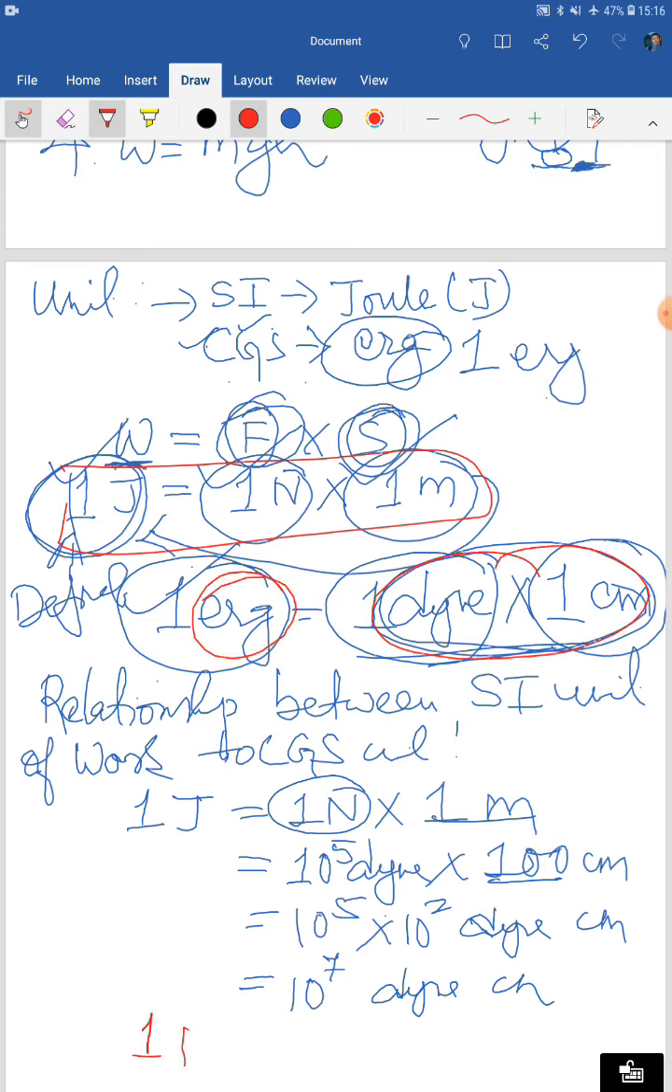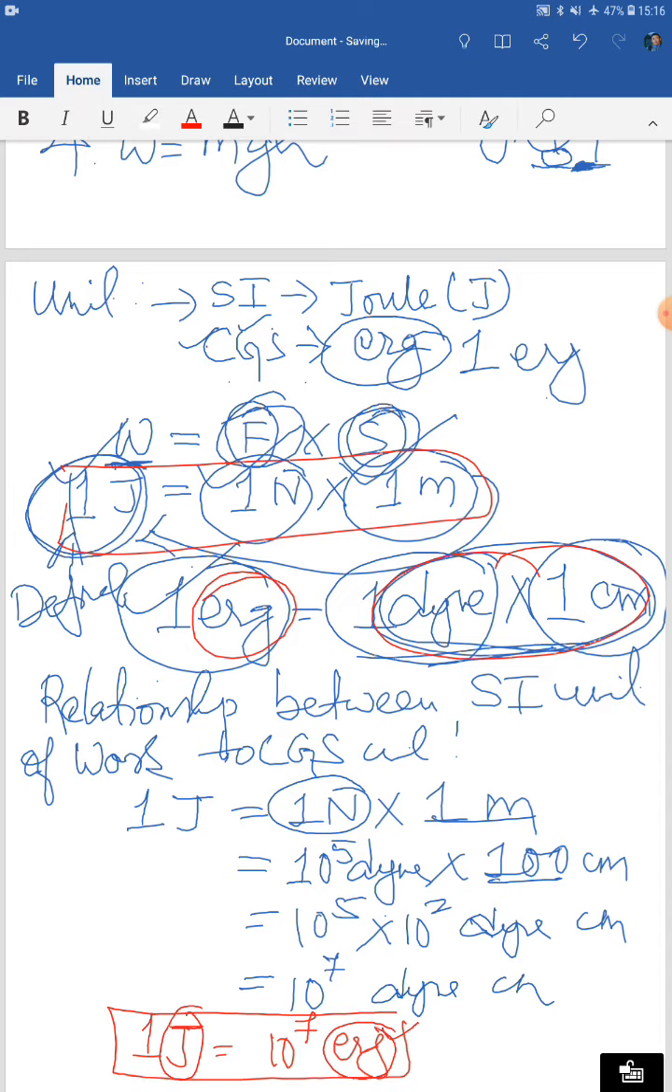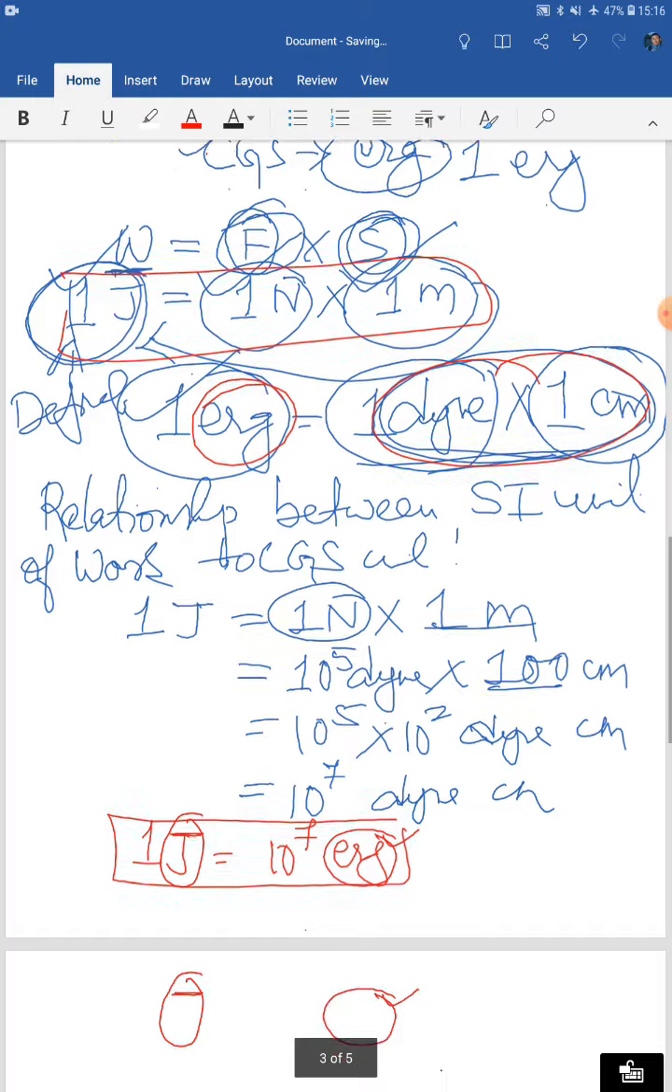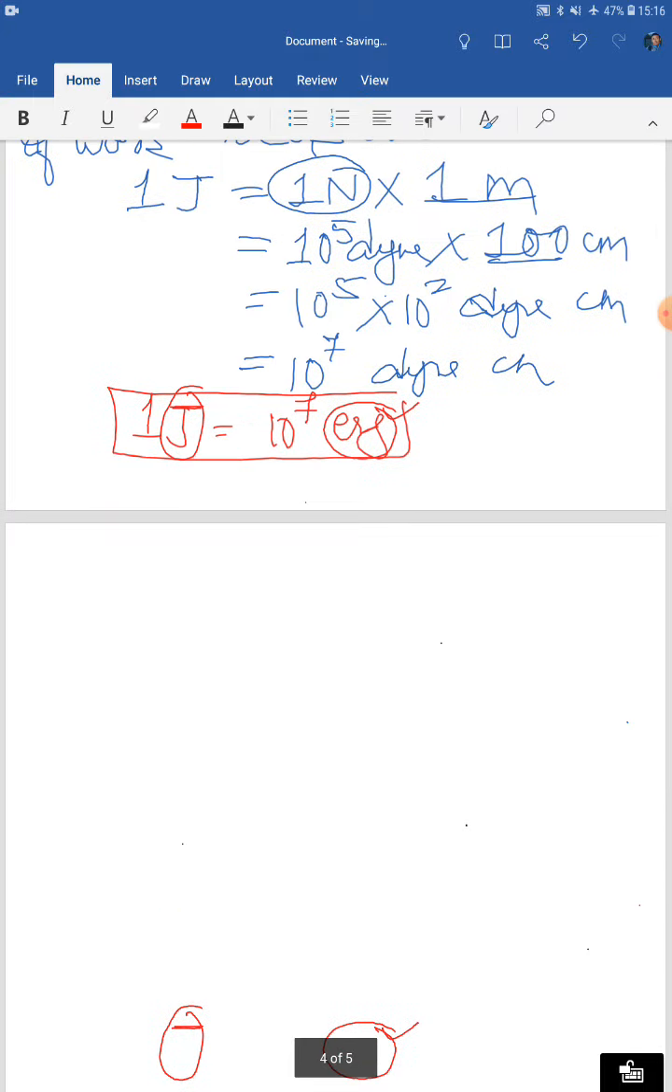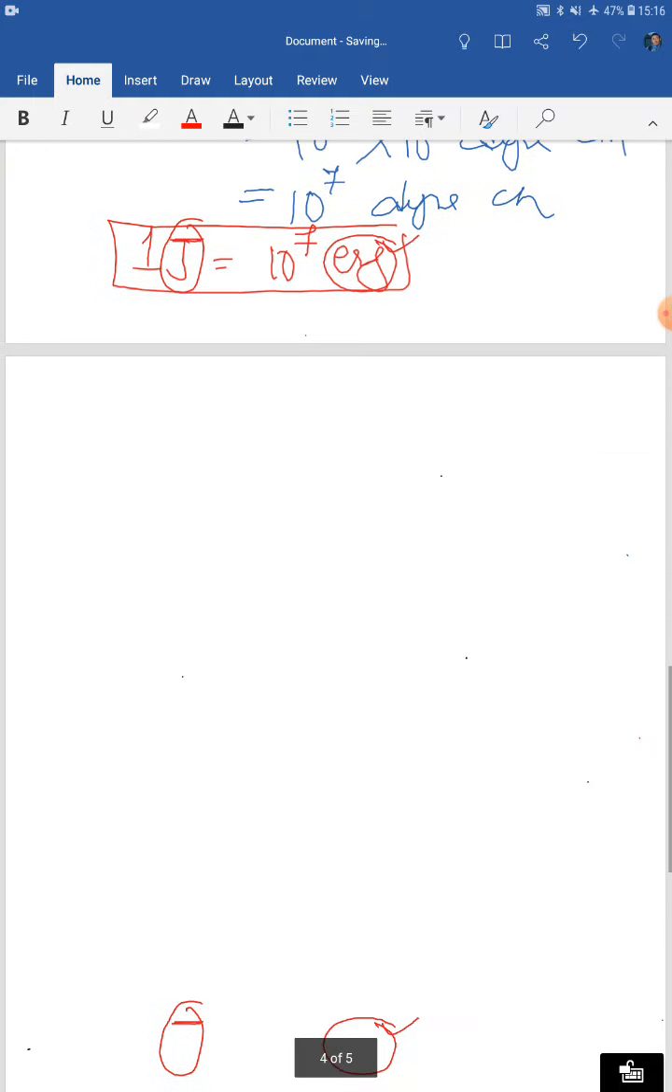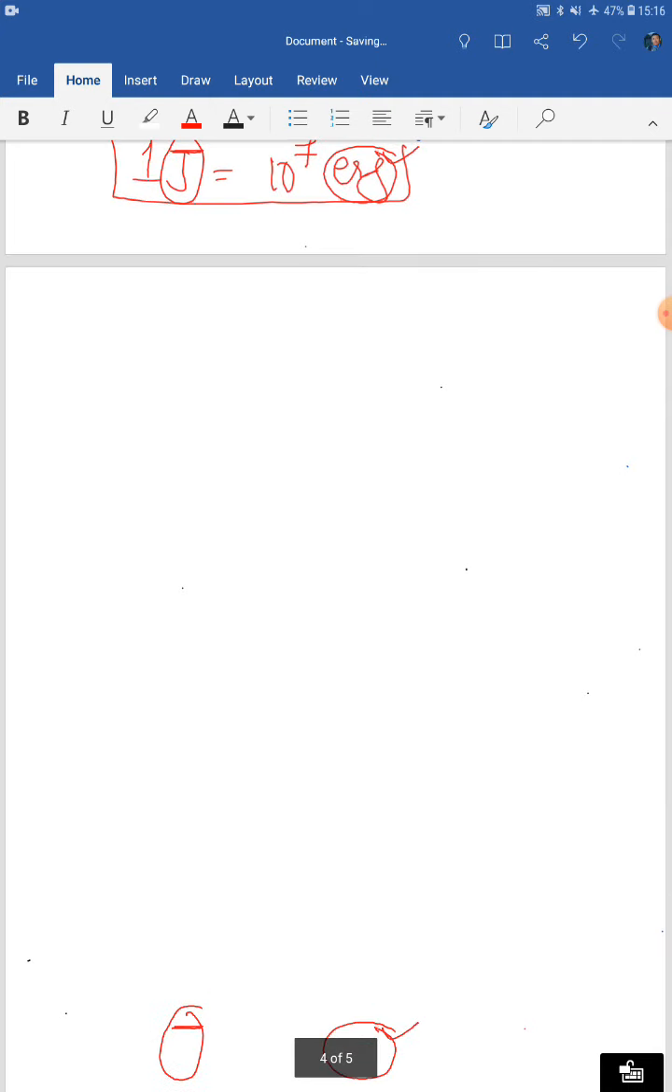So I get 1 joule is equal to 10 to the power 7 erg. Clear? So this is the relationship between the SI unit of work, that is joule, and the CGS unit of work, that is erg. So assignment number 3 for today is: derive the relationship between the SI unit of work and its CGS unit, that is, the relationship between joule and erg. That is what you have to find.